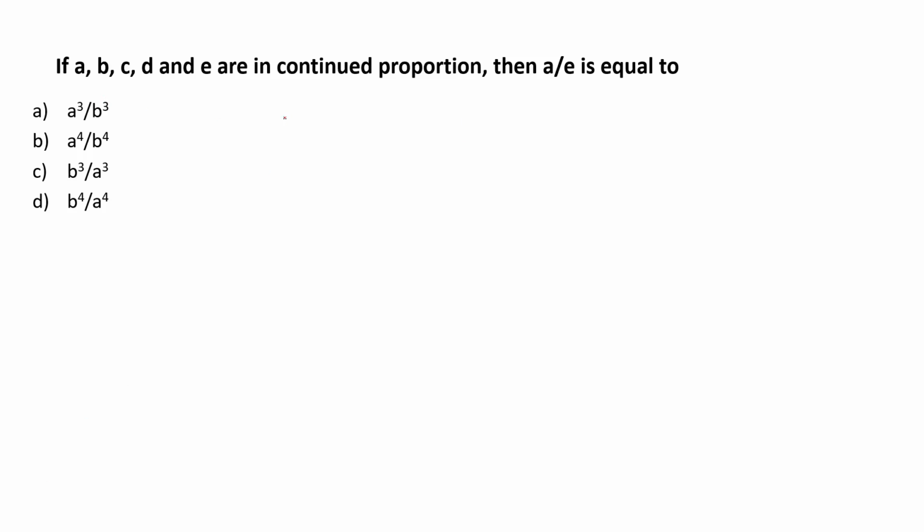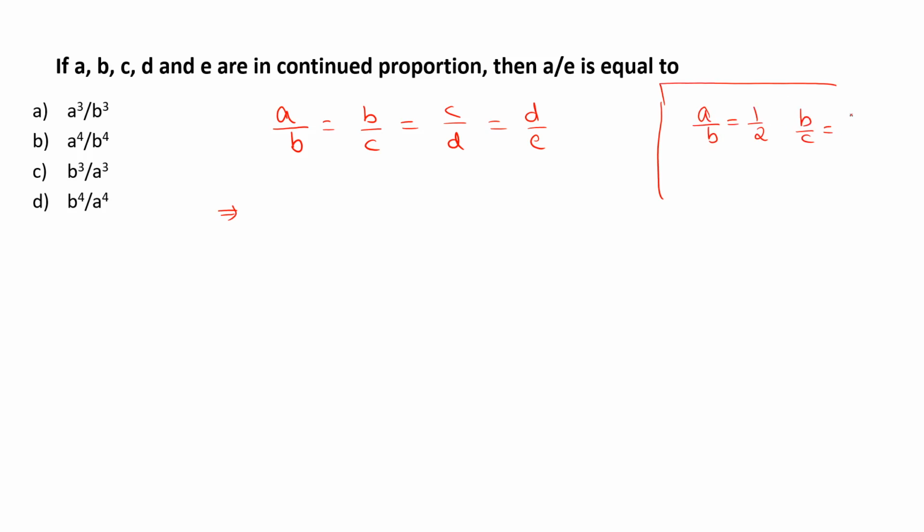That means we are given A by B is equal to B by C equal to C by D is equal to D by E. Then we need to find A upon E. In my previous classes we came across one thing: if A by B is equal to 1 by 2 and B by C is equal to 3 by 4, and we need A by C, that means the first term and the last term, we just multiply those two fractions, A upon B and B upon C. When we multiply both fractions, the B gets cancelled, and what remains is nothing but A upon C. This is what we need to find out.